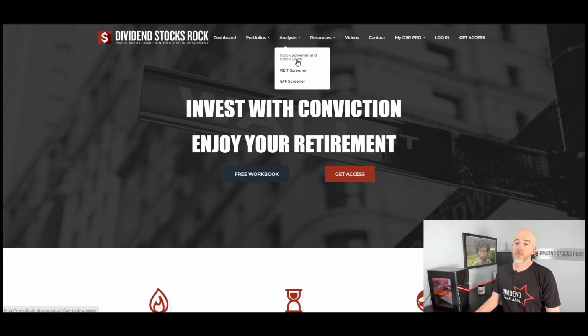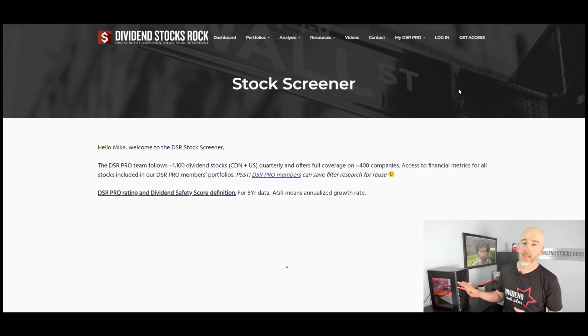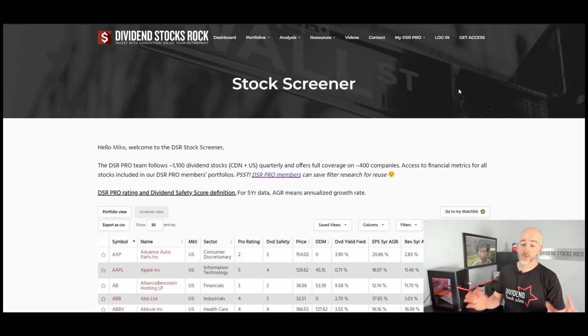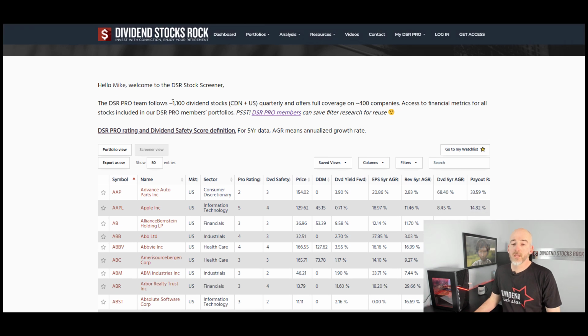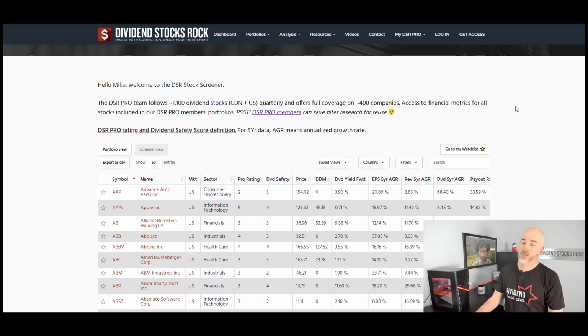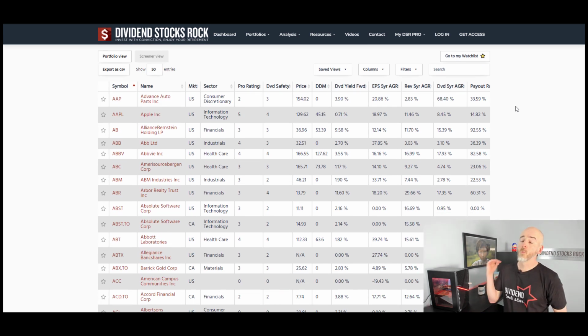On the platform, we have a REIT screener and an ETF screener, but today we're going to just look at the stock screener with the stock analysis. We're not going to look at the analysis, but just the stock screener part. As you can see, we track over 1,100 dividend stocks on the US and on the Canadian side. If you want to look at each of them one by one, it's going to take too much time. So here's how you can start with what I call a 5-minute stock screener.